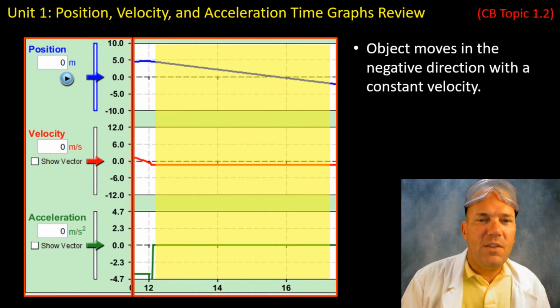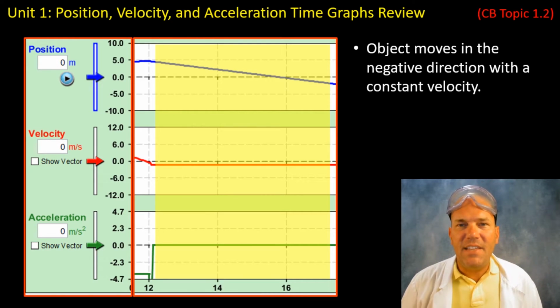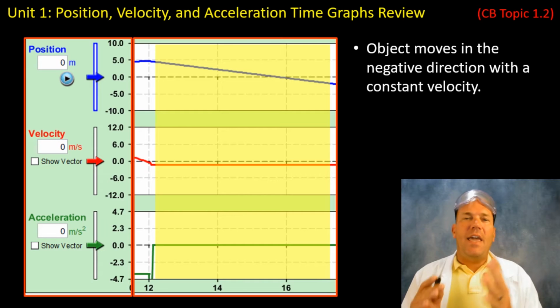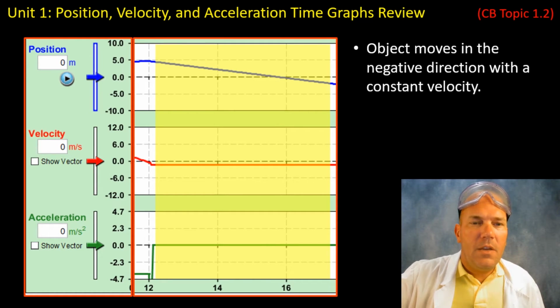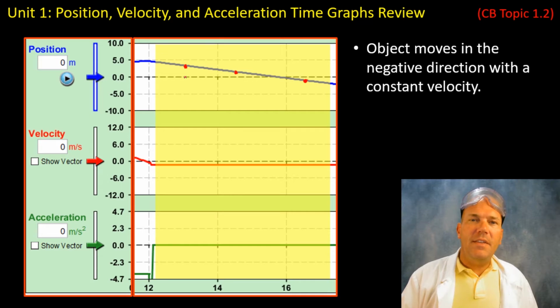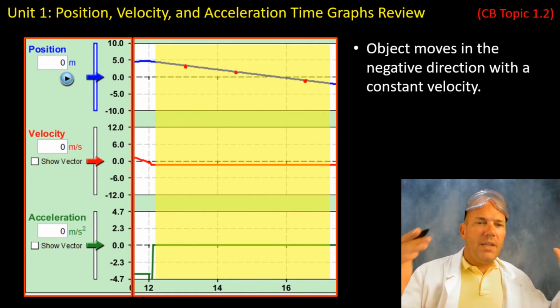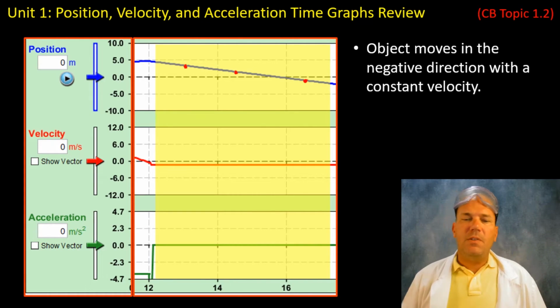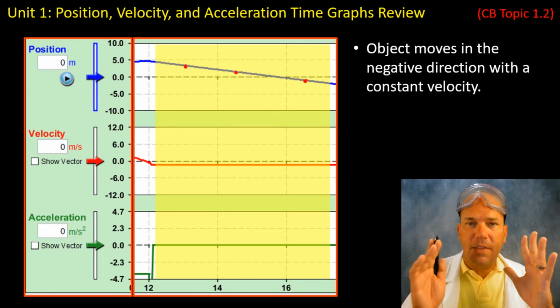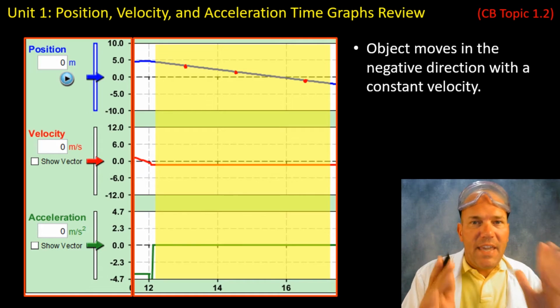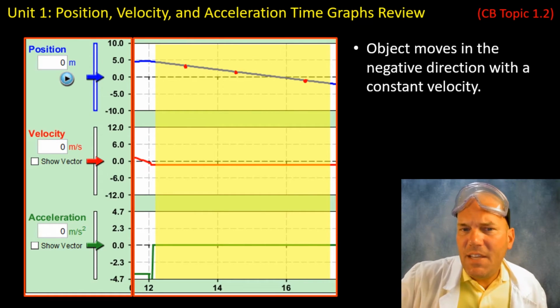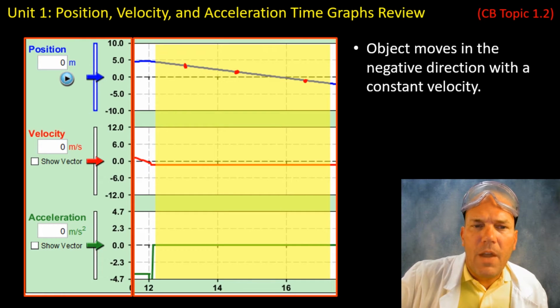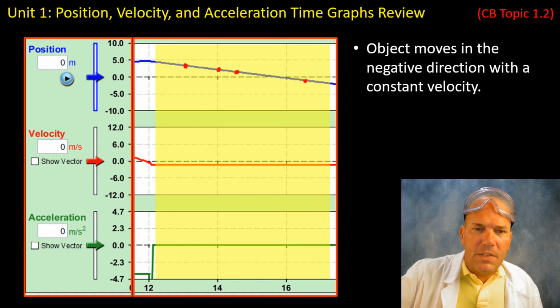Now, I want to distinguish one last time between the ideas of instantaneous and constant velocity and acceleration. So if I were to find the slope anywhere along this position time graph, I could find the average velocity between t equals 12 seconds and t equals, say, 16.5 seconds, somewhere in there. I can find the average velocity. And in this case, the average velocity would be the same as the instantaneous velocity at a given point on the graph. So at a given point, let's do 14 seconds.